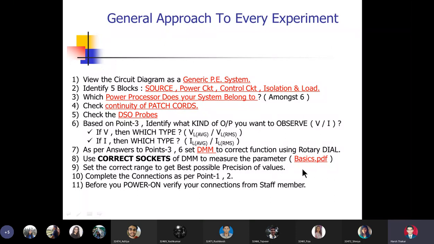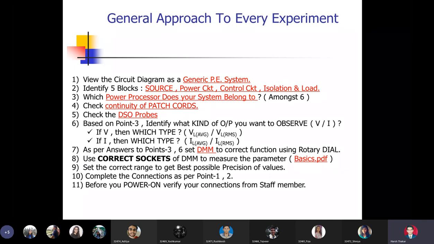10th is complete the connections as per point number 1, 2. That means referring to the circuit diagram drawn by the staff on the board and you having copied it in your book. Point number 11, before you power on, verify the connections from staff member.